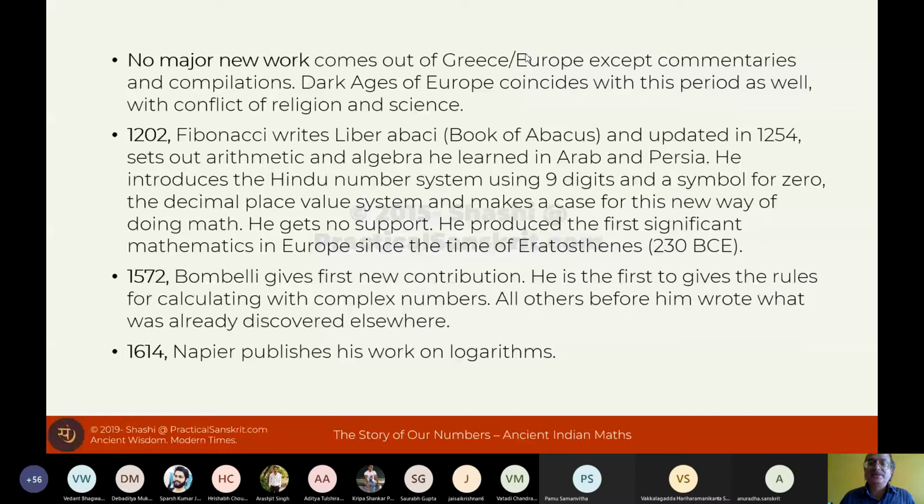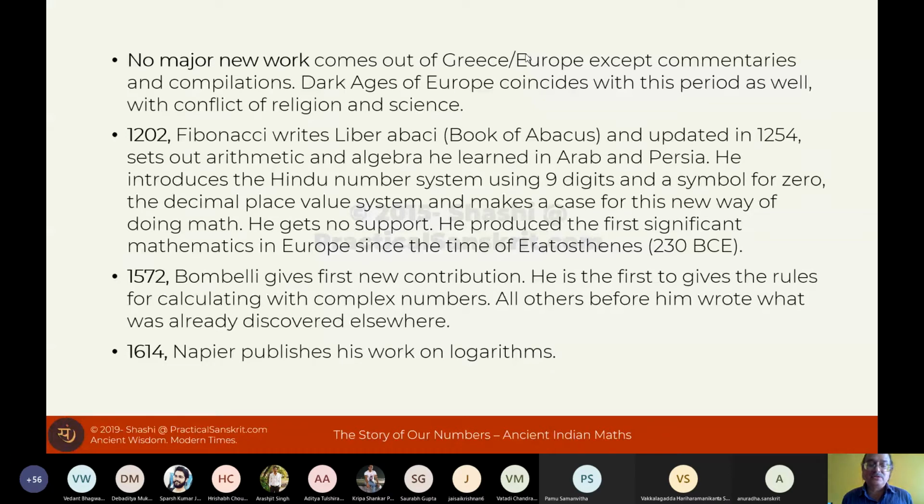1202, Fibonacci writes his Liber Abaci, or the Book of Abacus, and he updates that in 1254, and sets out arithmetic and algebra he learnt in Arabia and Persia. And he introduces the Indian number system of using 9 digits, right? And nobody picks it up. I mean, they're all proud of their Roman heritage, and nobody even bothers about the system. And after a few centuries, they pick it up.